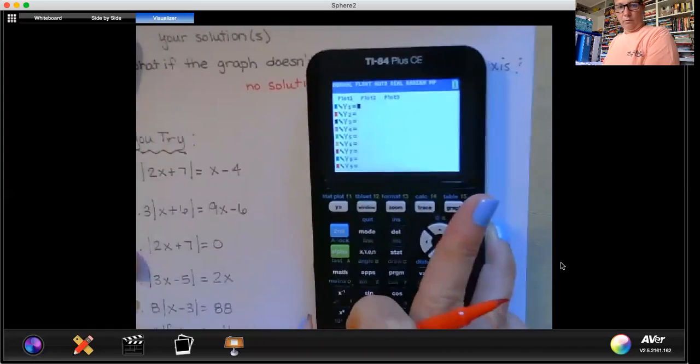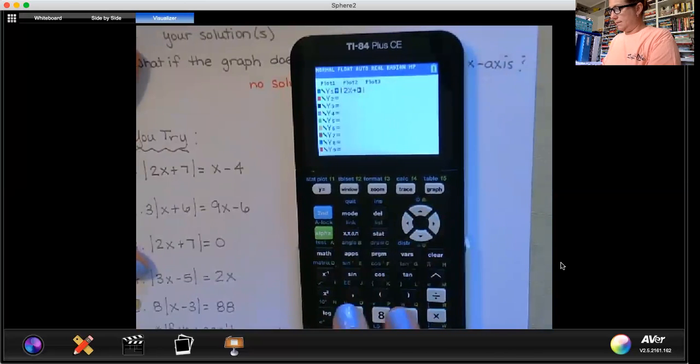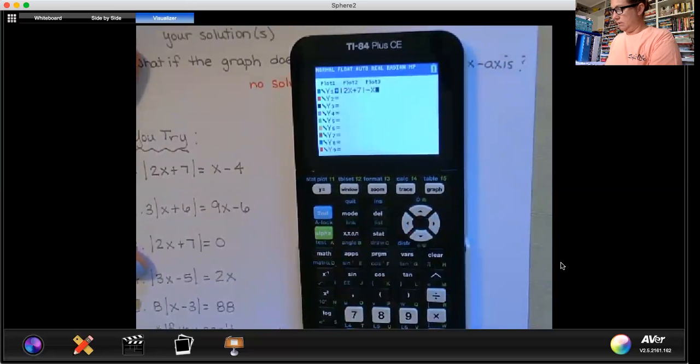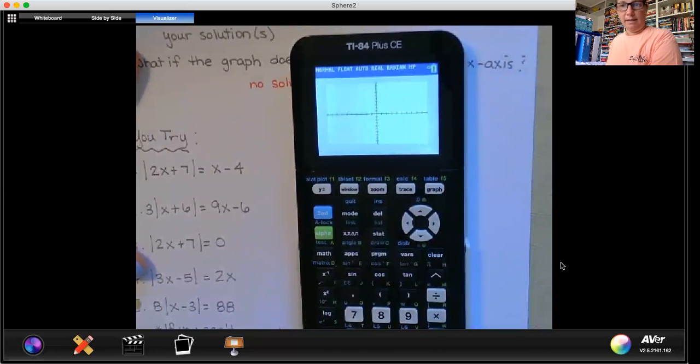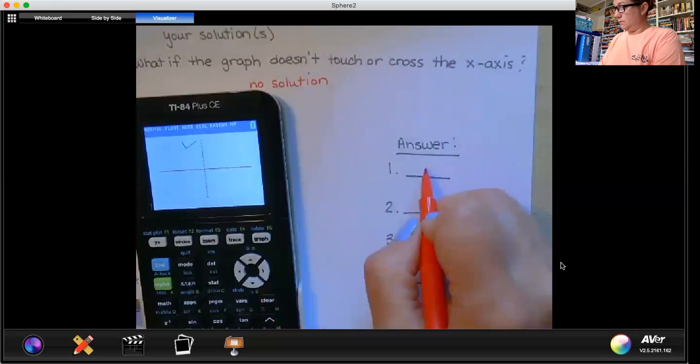All right, we're ready for number 1. So we have math, right arrow key, enter, 2x plus 7, right arrow key, minus x plus 4. Set it equal to 0, and then y2 is 0. Pause at any point in time to catch up. Well, that one's pretty easy. It doesn't touch or cross that red line. So this one's no solution.